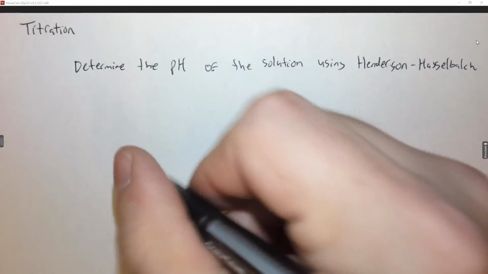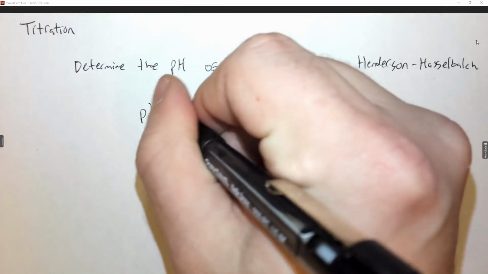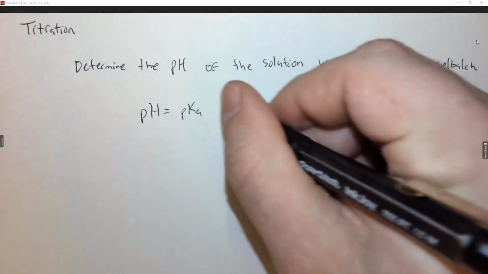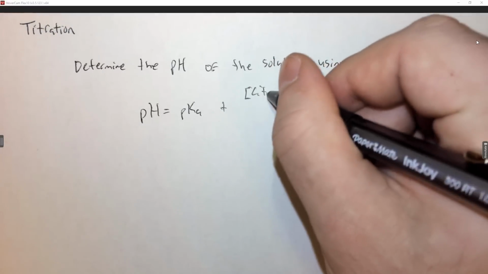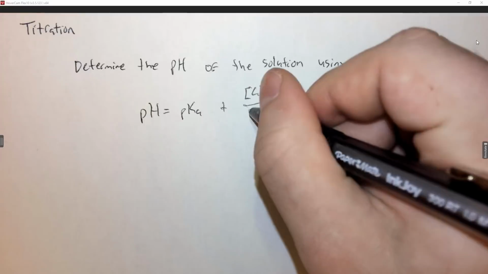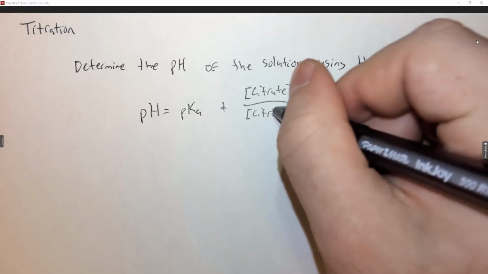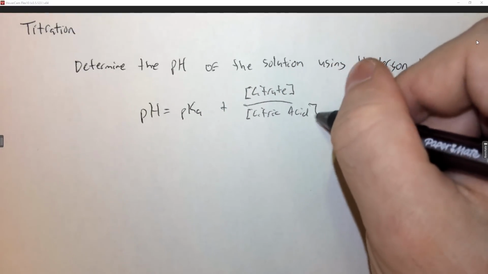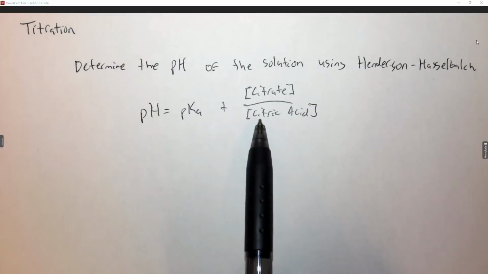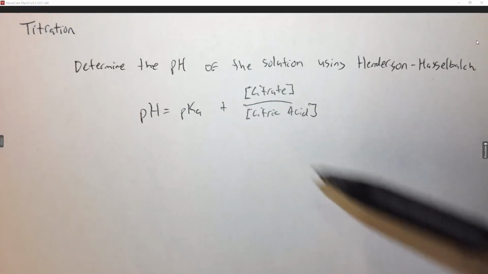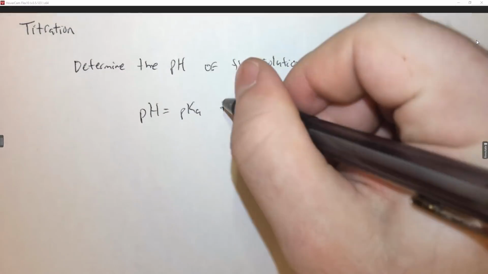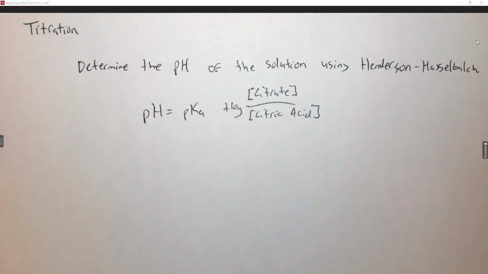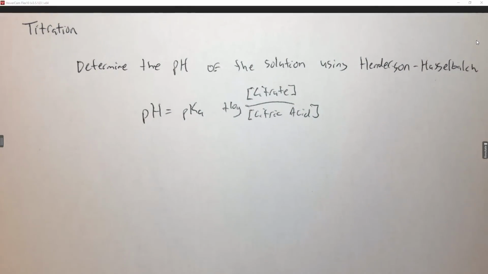And as you know, the Henderson-Hasselbalch equation says that the pH is equal to the pKa plus the log of the concentration of the conjugate base, which in this case is citrate, divided by the concentration of the citric acid. So you're going to have to find the concentration of your citric acid. Sorry, I forgot to include the log of your citrate divided by your citric acid. That is important, and without it, you would not get the right answer.